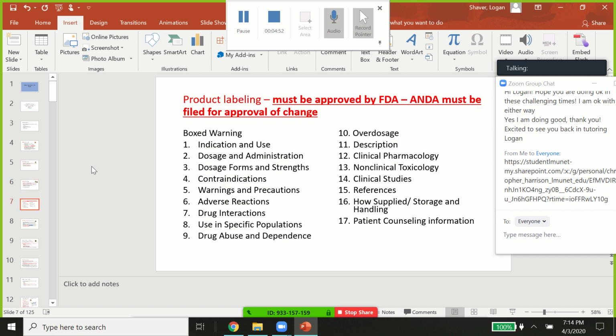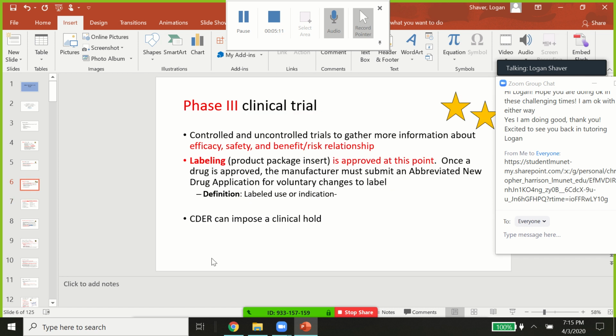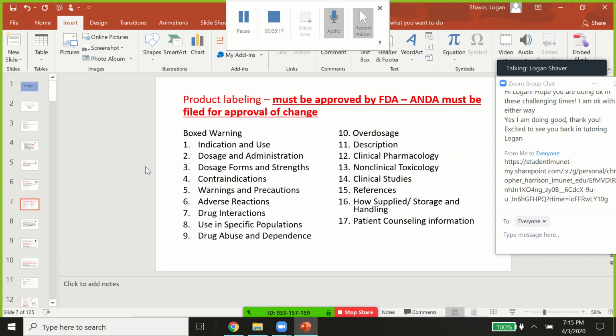Then, product labeling, something I thought was really important, and maybe that's the question it was asking about labeling. I have it bold and underlined here: it must be approved by the FDA, and an ANDA must be filed for approval of a change. ANDA is the abbreviated new drug application, which has to be filed for approval by the FDA, basically.